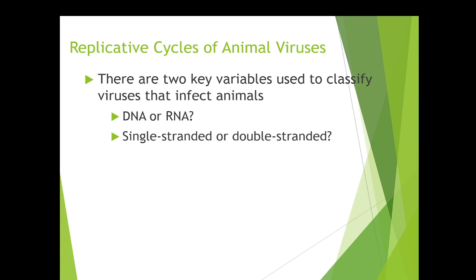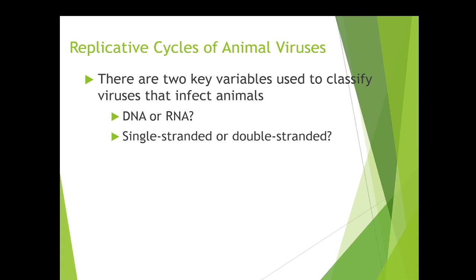As we continue talking about viruses, we can shift from bacteriophages onto animal viruses. And there are two key variables that we use to classify viruses that infect animals. Are they DNA or RNA? And then are they single-stranded or double-stranded?